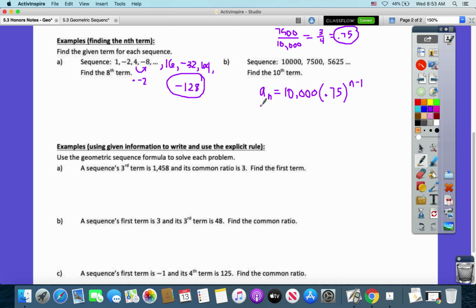So now if we're finding the 10th term, that means we are taking 10,000 and multiplying by 0.75 to the exponent of 10 minus 1. And we can change that. 10 minus 1 we know is 9. So exponent 9. So now at this point you would just type that into a calculator.